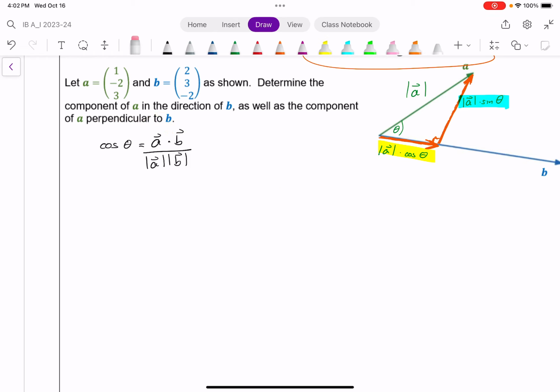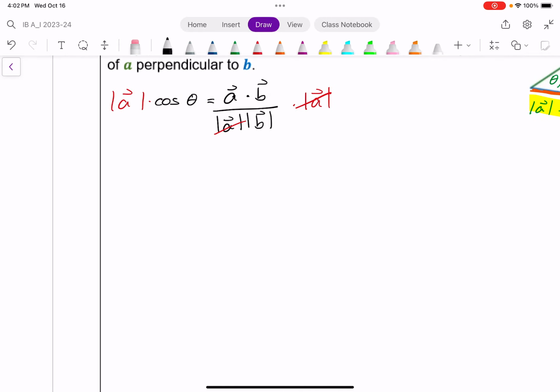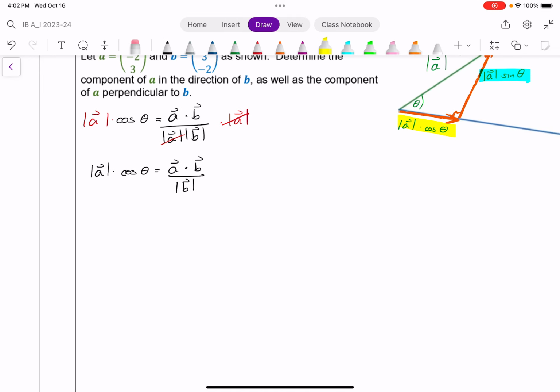Notice if I take this relationship here and multiply both sides by the magnitude of A, this cancels out, that cancels out. What I have on the left-hand side is exactly what we're trying to figure out, the magnitude of A times the cosine of theta, and that will equal the dot product of A and vector B divided by the magnitude of B. That component I've highlighted in yellow, I can figure out with that. And notice if I look at the right-hand side of this equation, I don't actually need the angle theta. So let's figure this out.